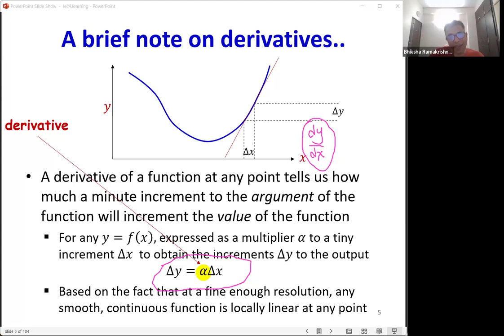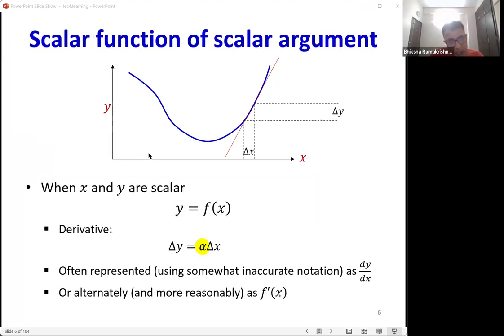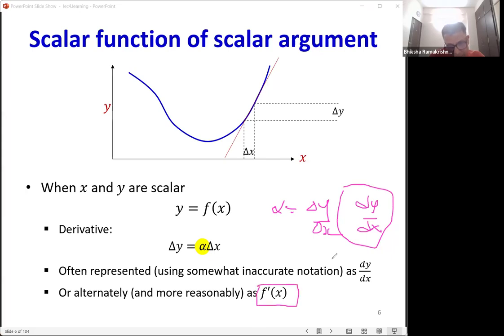If I have a scalar function of a scalar argument, then the argument is scalar and the function value is also scalar, right? In that case, y is a scalar, x is a scalar, and we all know how to divide by scalars. So I could always write, in this case, alpha equals delta y over delta x, and in the limit, this simply becomes dy over dx. So when x and y are both scalars, this notation is just fine, except you're better off representing it as f prime of x.